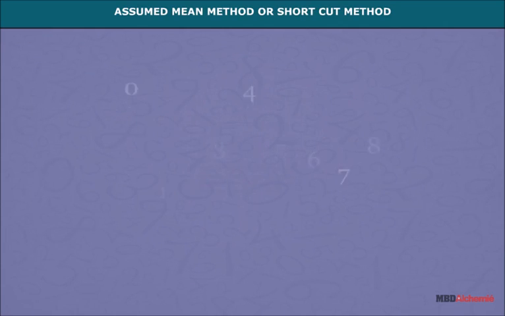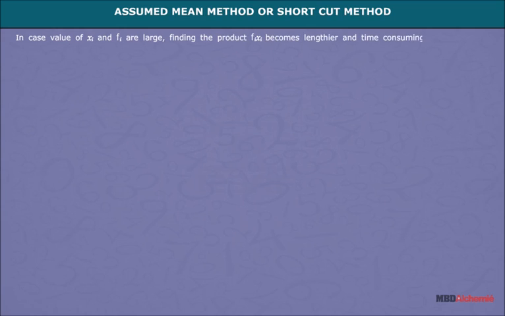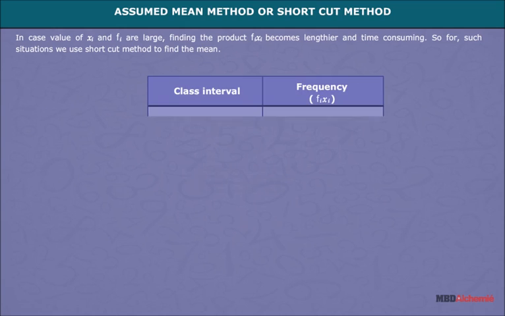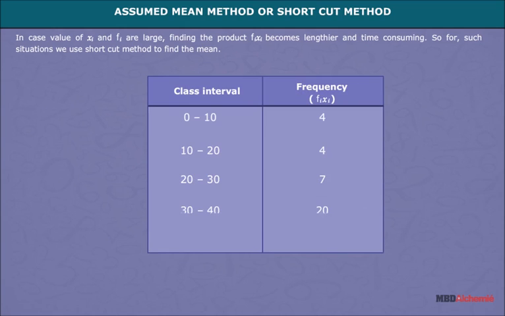Assumed mean method or shortcut method. In case the values of xi and fi are large, finding the product of fi xi becomes lengthier and time-consuming. So, for such situations, we use the shortcut method to find the mean. Let us understand the steps taken in this method with the help of an example. Here we are given the frequency of each class interval and we have to find the mean of this data.